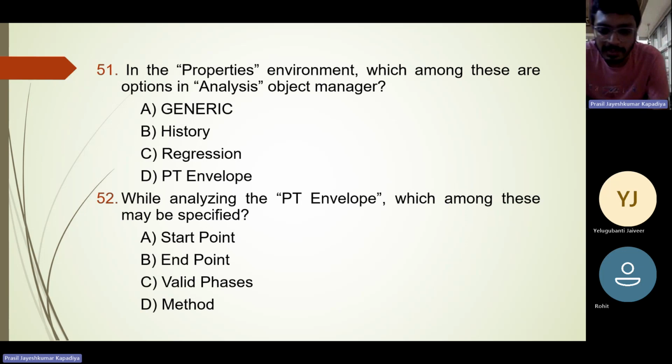While analyzing PT envelope, which of the following may be specified? What should be specified? Because we are supposed to specify valid phases. I just request all of you, please check this question again with Aspen Plus and let me know. As far as I know, it should be valid phases.